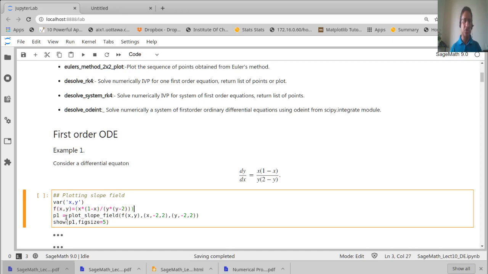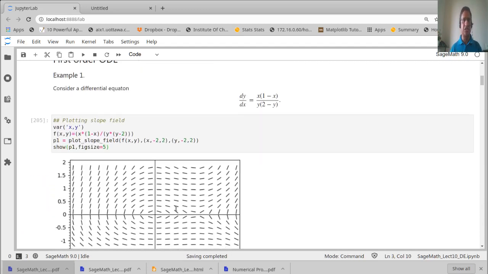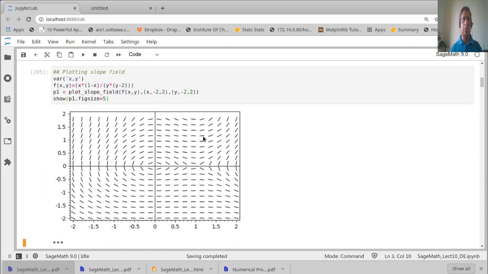Now let us plot. Sage has a function to plot a slope field. This is called plot_slope_field. Then you just mention the function f(x, y) and the domain of x and y, and ask it to show. When we execute this, this is what you see. This is what is called a slope field. If I look at a particular point, you'll see how the solution passing through that point will move in this domain. That's what it represents.